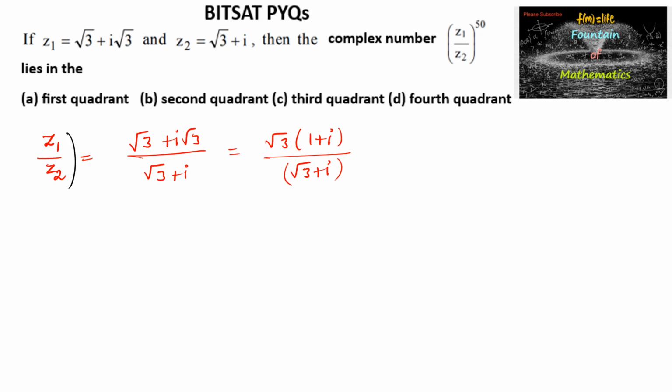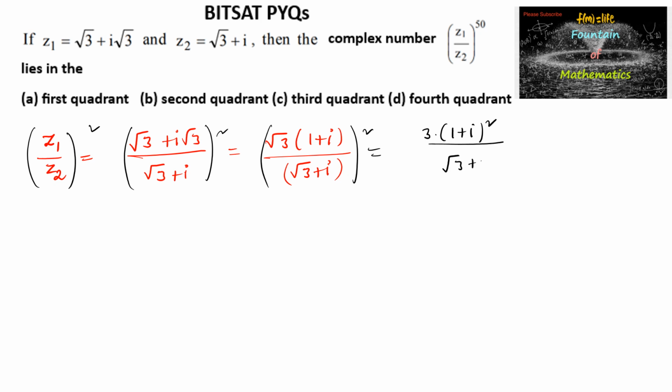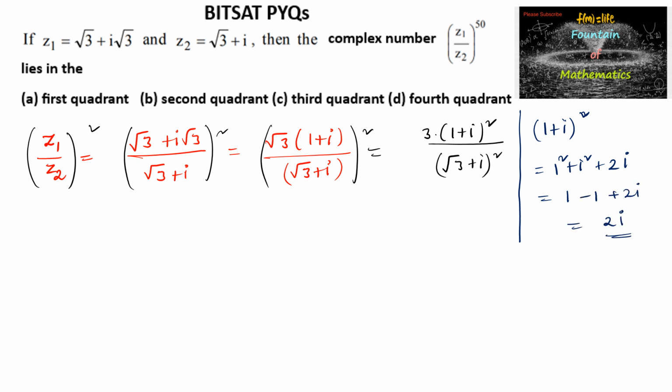Let's consider its square. So (root 3) whole square, 3 times (1 plus i) whole square, divided by (root 3 plus i) whole square. Let's do it separately here. (1 plus i) whole square is equal to 1 square plus i square plus 2 into 1 into i, which is 1 minus 1 plus 2i. So that is 2i.